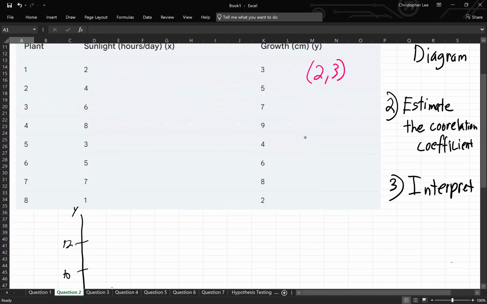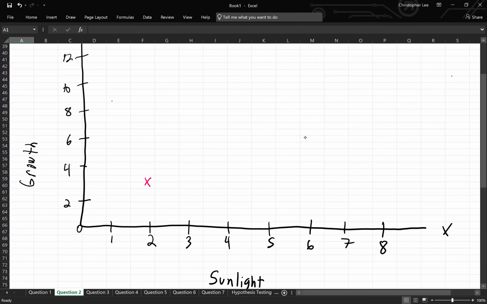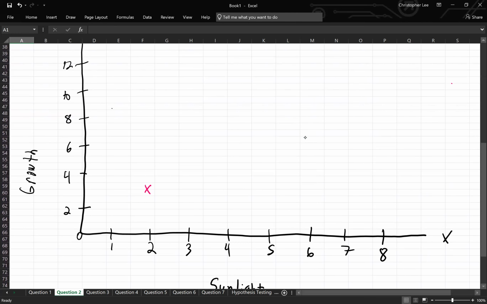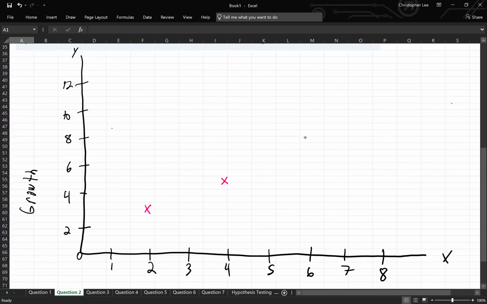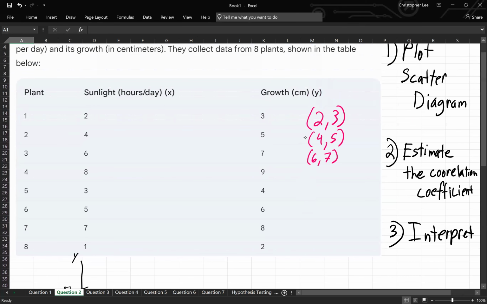My next group is going to be what? 4, 5. So I'm going to come across to 4, go up to 5. That's somewhere like here, I believe. Next, I have 6, 7. So I'm going to come across to 6, go up to 7, which I think is somewhere here. That looks good. Next, I have what? 8, 9.